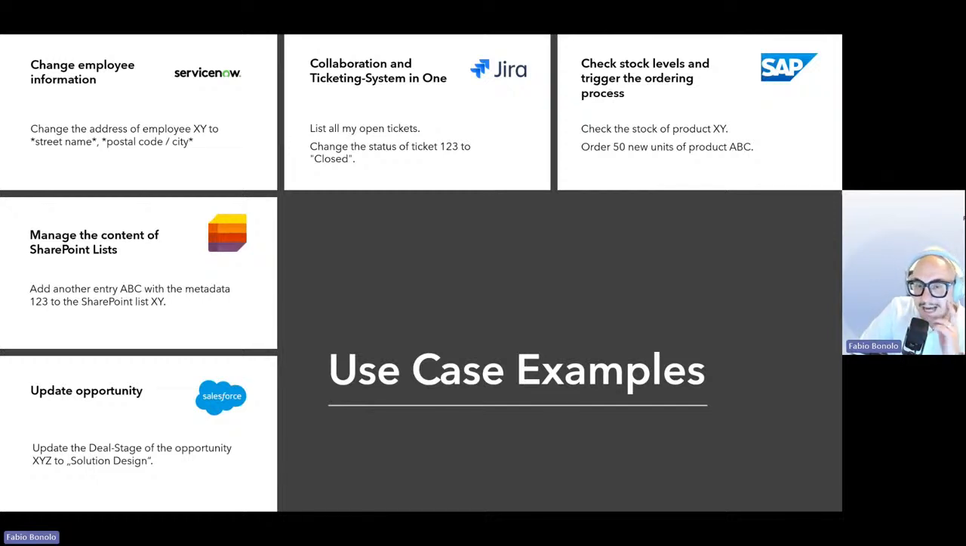Another one is in ServiceNow, so you could change employee information directly from within Microsoft Teams, change the address of employee XY to street name, postal code, city, and then with the Power Automate flow that you created, it triggers the flow and it changes the address of this employee directly in ServiceNow. So that's the idea behind it.